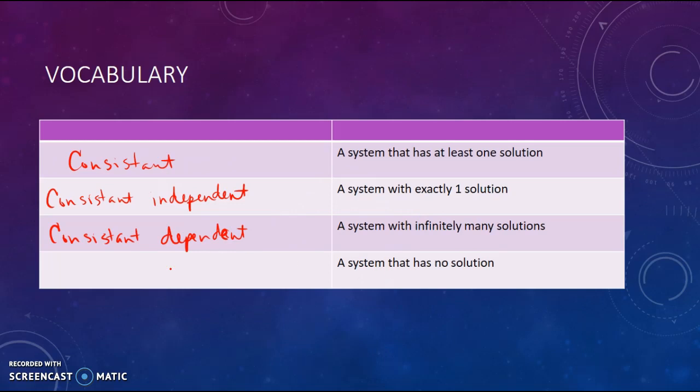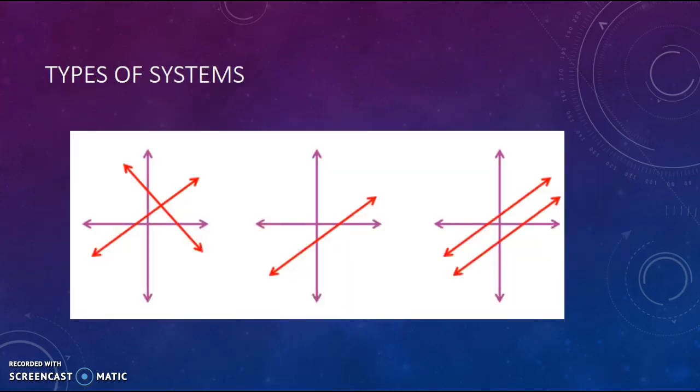And then a system that has no solution is an inconsistent system, meaning it has no solutions. So this is what those systems look like. So here's this first one, that's our one solution.